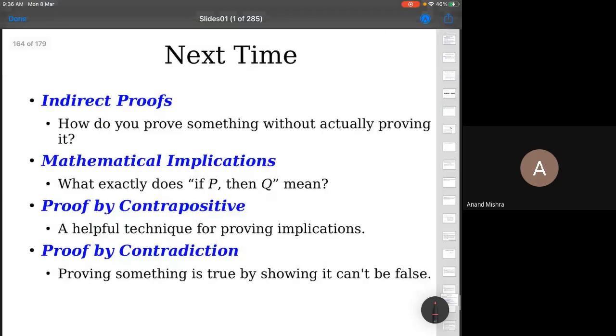Next time, in the next lecture, we will see indirect proofs, which is how do you prove something without actually proving it. Mathematical implication, like what exactly does P and then Q mean. Proof by contrapositive and proof by contradiction. These are some of the very interesting concepts which are used heavily in proof techniques. We'll see all these in detail in the next lecture. We'll stop today, but we will be covering all these in tomorrow's lecture.